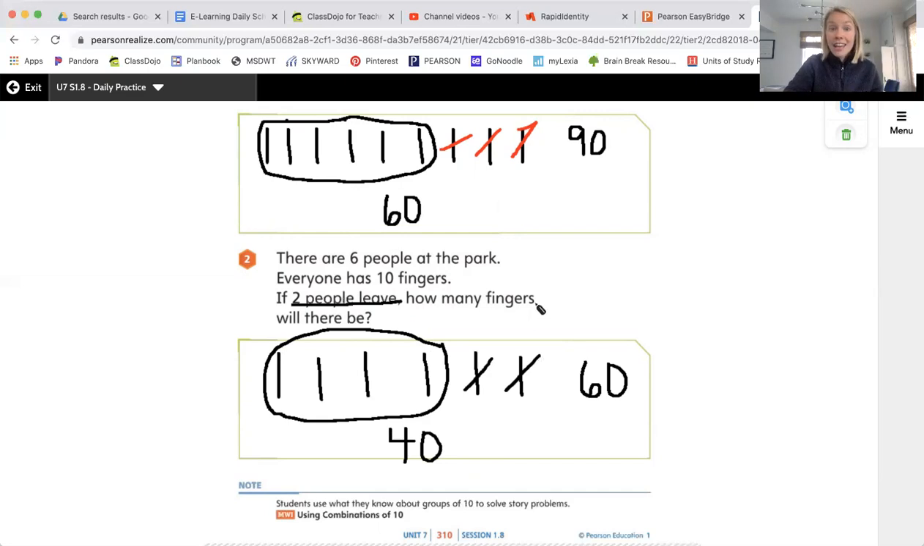All right, guys. So that is what you guys are going to be doing over on Dojo. So I'm going to give you some how many now problems that you will get to solve. All righty, guys. I hope you have a good weekend and that you keep practicing these adding and subtracting groups of 10.